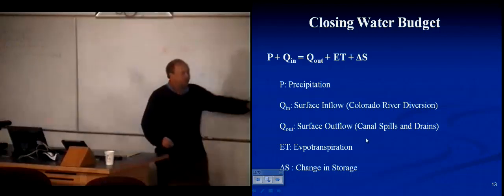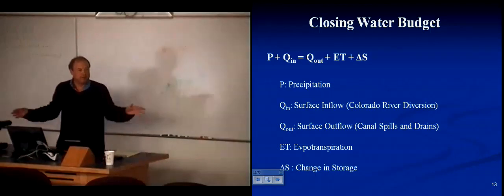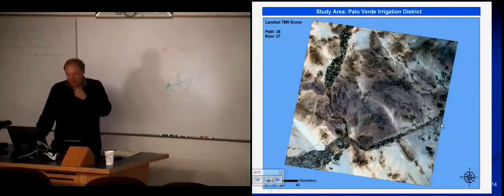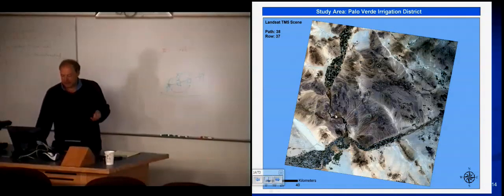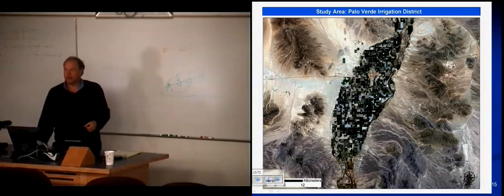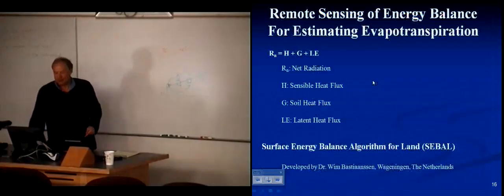So this is a very simplified water balance. You have the inputs from precip and river diversions, in this case into the main canal, and then the outputs, which are the canal spills and the drains, the main drain down there, and the output of ET, which is really the consumptive use. ET is the true loss of water in the system, because once it transpires, it's gone. And then of course changes in storage.